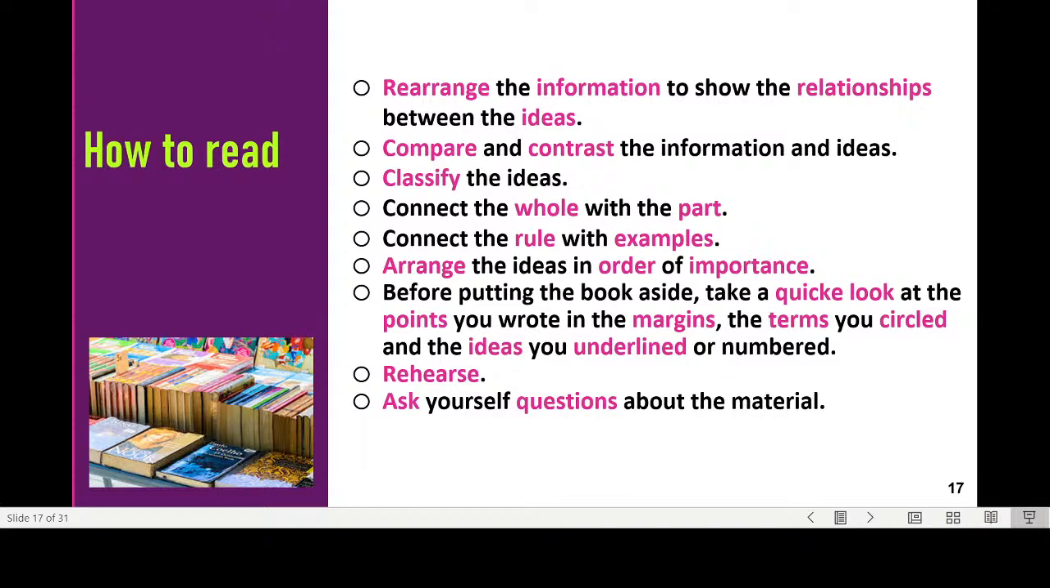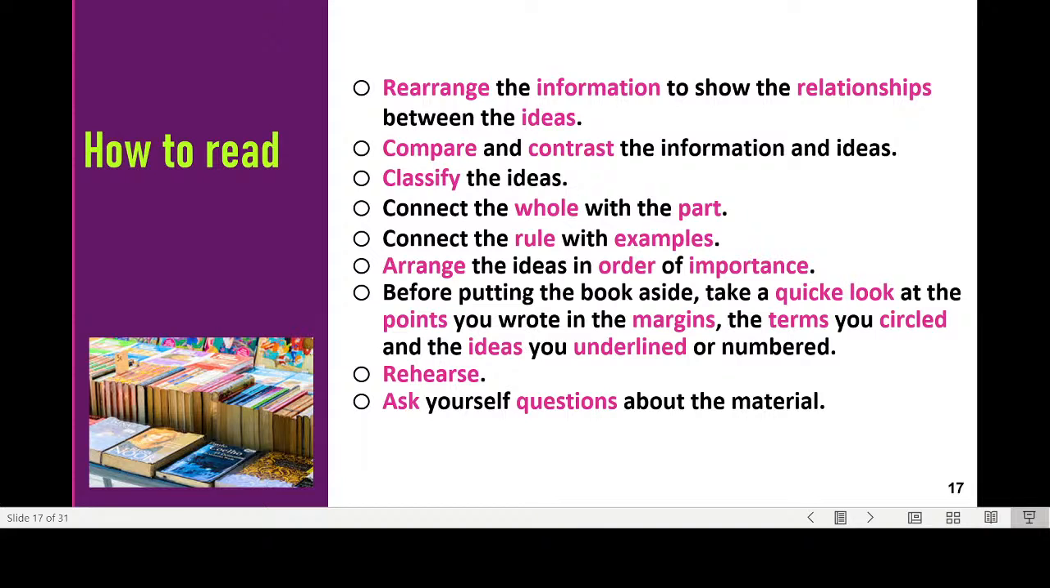We need to connect also the rule with examples and arrange the theories or the methodologies in order of importance. Now, which one is more important than the other? For example, the communicative approach or grammar translation. For sure, the communicative approach.